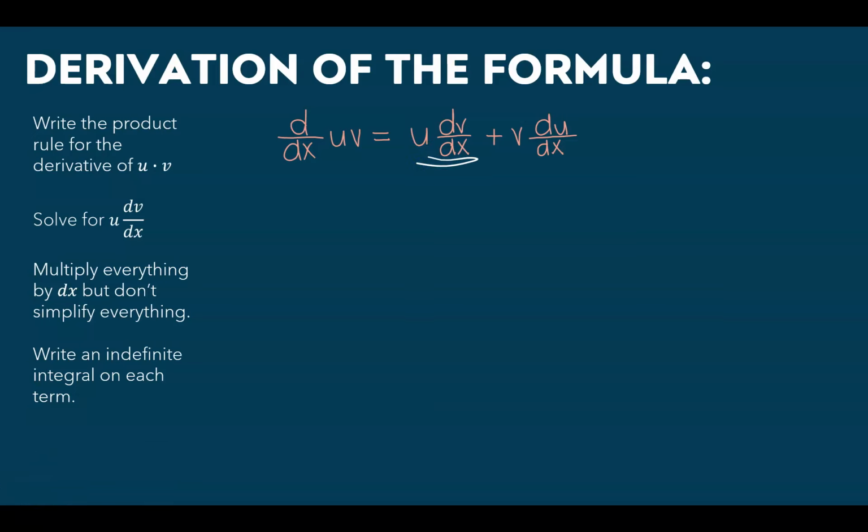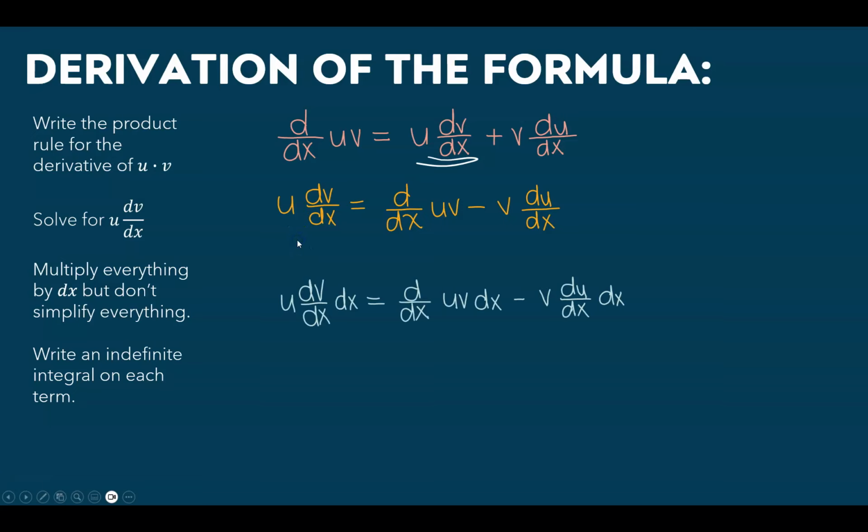So I'm just going to subtract v times du dx from both sides, and then flip-flop because I really like, for lack of a better phrase, the part I'm going to focus on the left-hand side of the equal sign. So now, we're going to integrate everything in a bit, but before we do that, we're going to give dx's. And so instead of u times dv dx, now we have times dx equals the derivative of uv times dx, and then minus v times du dx times dx.